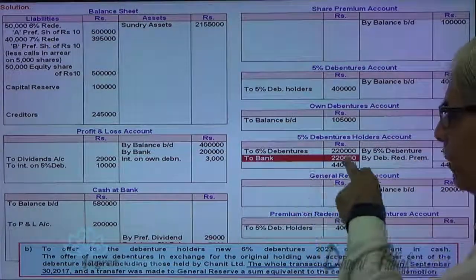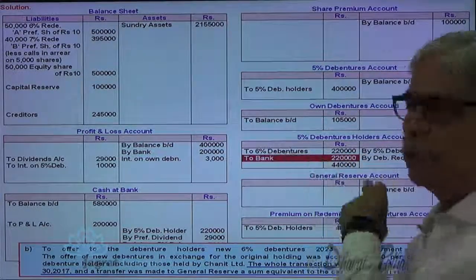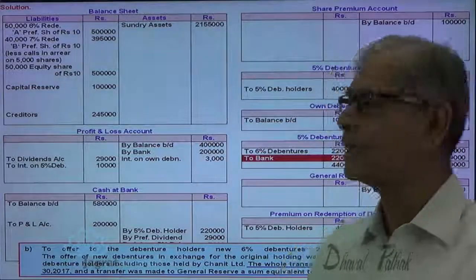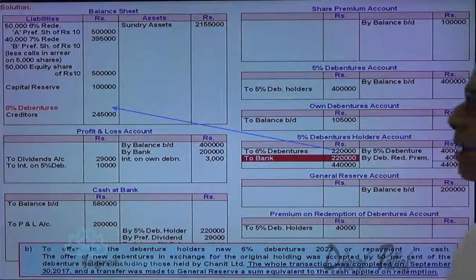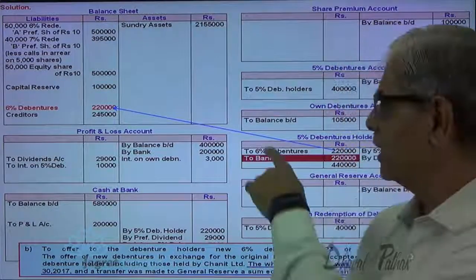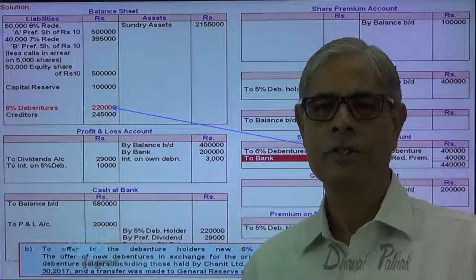Now I will make a payment of cash and bank account credit. And this 2,20,000 is a new liability after redemption of the debenture. New debenture liability came into existence that will appear on the balance sheet liability side. So I will transfer 6% debentures 2,20,000 in the balance sheet. This is the change in the debenture balance that has occurred that I have recorded in the balance sheet.